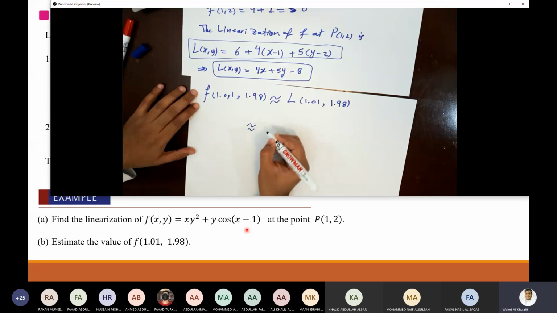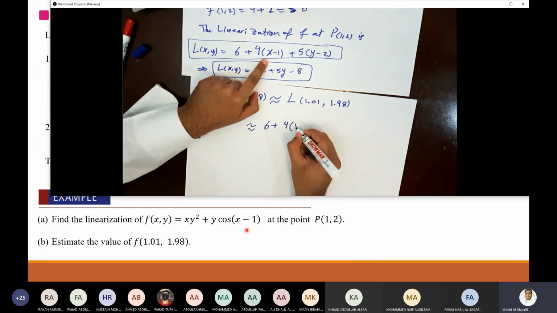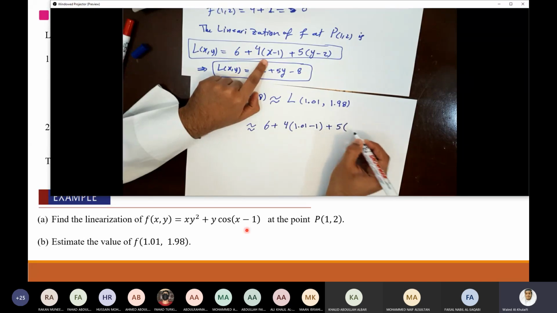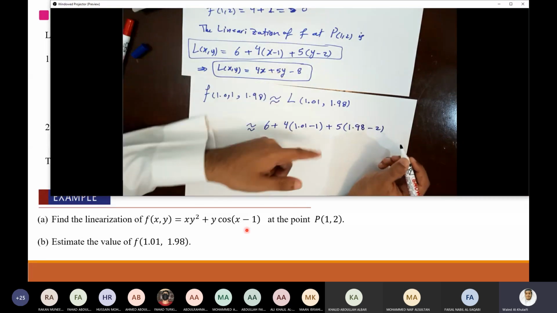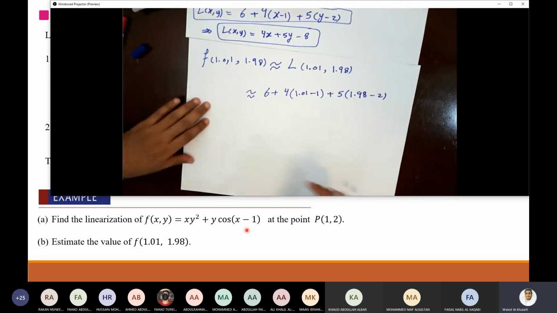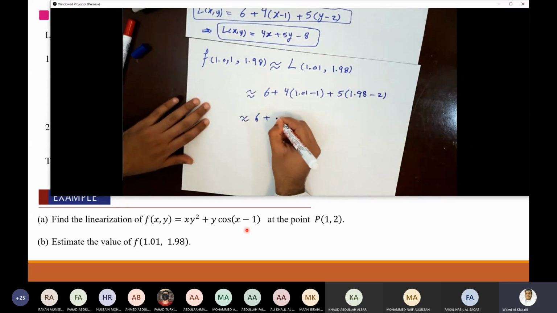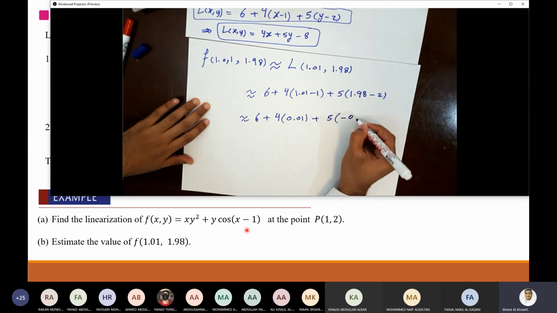So you're going to say this, 6 plus 4 times (x minus 1), and then plus 5 times (y minus 1), and be careful of the order, because you're going to have a negative sign here. Okay, so this is what we did. Now let me just remove a little bit up here. Now this equals 6 plus 4 times, if you notice, you get 0.01, and then plus 5 times the difference, which is negative 0.02.